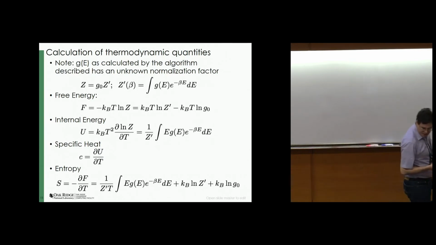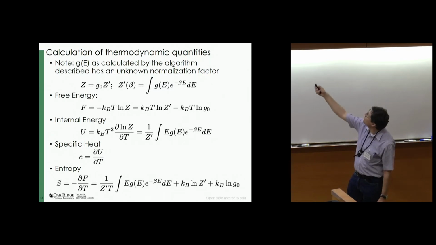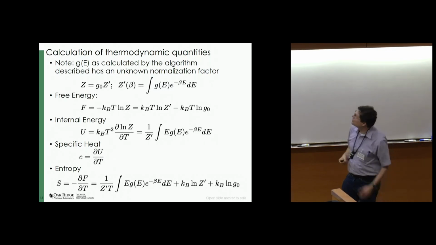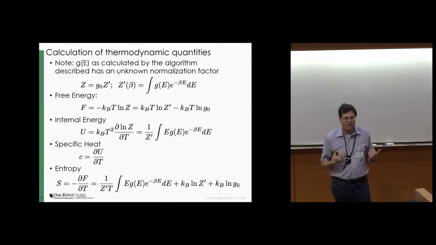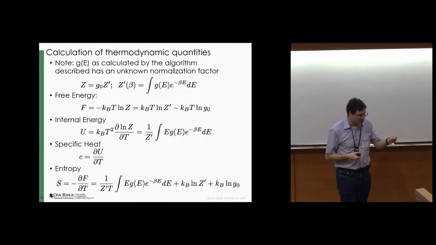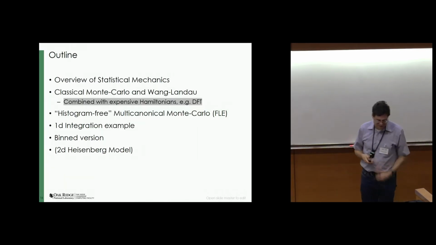What is actually directly measurable are things like internal energy and specific heat, and for those, fortunately, this normalization factor G naught drops out. So basically everything that is physically, experimentally observable does not depend on the normalization.